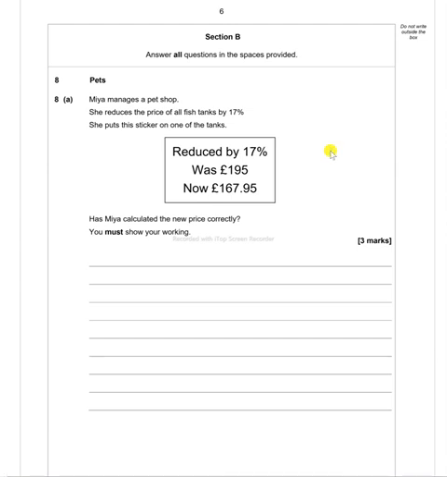Mia manages a pet shop. She reduces the prices by 17%. We need to figure out how to calculate it correctly. So what we want is 17% of 195. And how do we turn this into a calculation? 17% of becomes a times 195. Just put that into your calculator. They want to see this and then a statement saying yes or no.